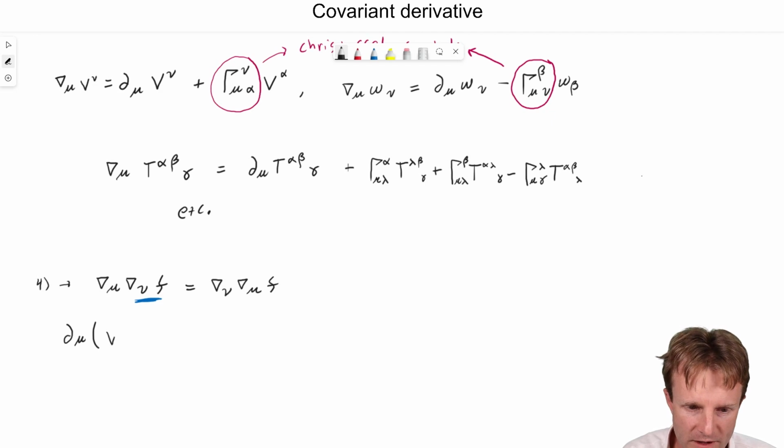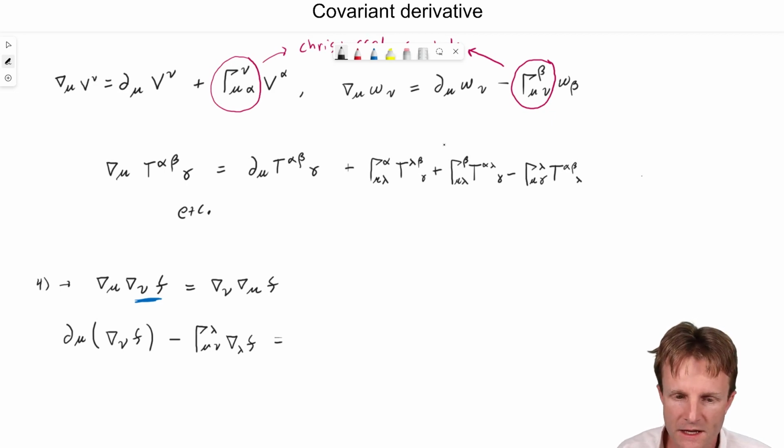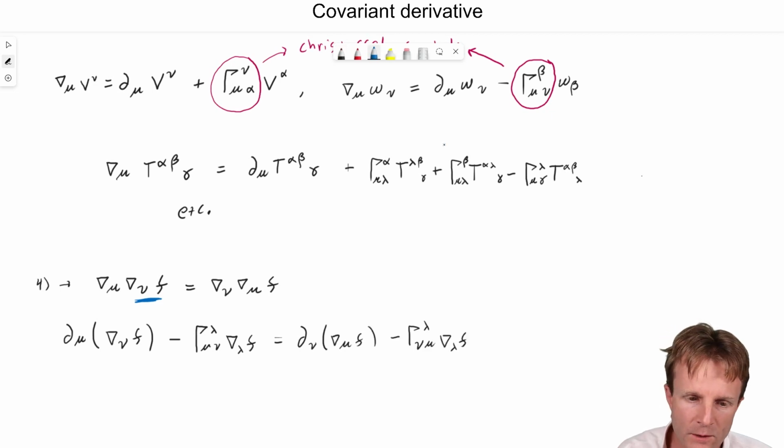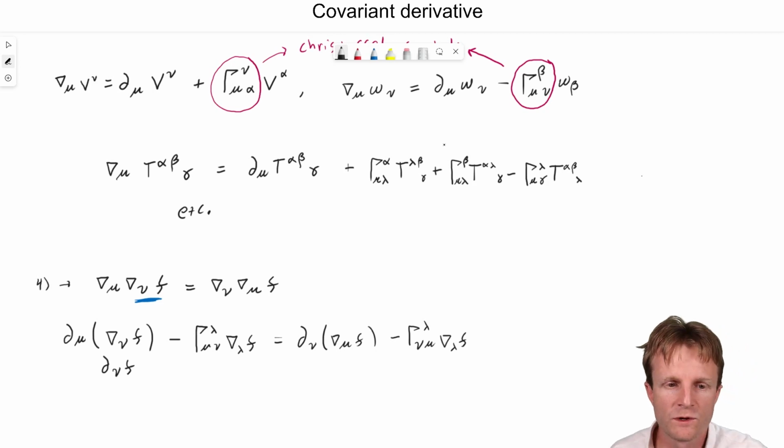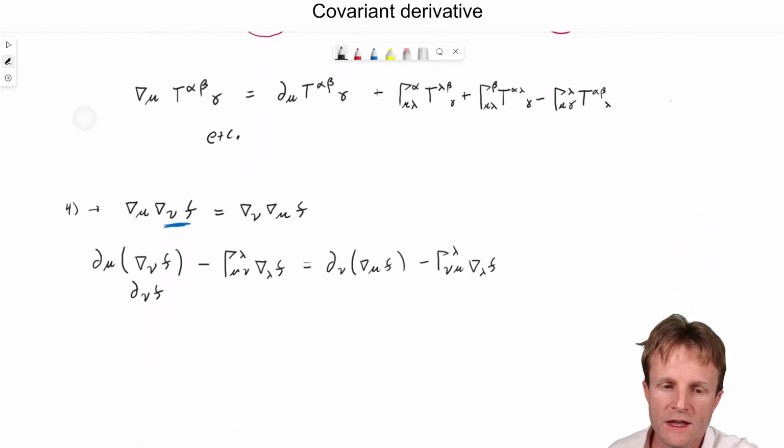We have a partial derivative of that one form, del nu f, and then we correct with a minus sign with gamma with some dummy index lambda contracted with that one form. Now del lambda f, and then the mu nu come along for the ride downstairs. And then on the right-hand side, we just have the same thing with mu and nu interchanged. Now we can notice that our one form, del nu f, is actually the same thing as partial nu f. That was one of our properties, property 3. The covariant better agree with the partial on scalars.